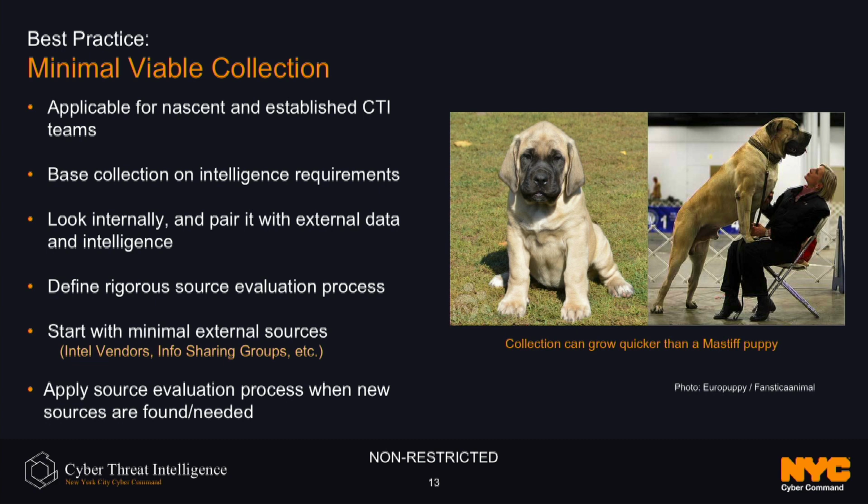Next, define a rigorous source evaluation process. Very important, and I will hash that out in a bit here because we need to make sure that it is repeatable and scalable. And start with minimal external sources. No matter if you're a Fortune 500 company or a small shop or a small organization, start small. Just have one intel vendor, two, or some info sharing groups, right? Don't go all in right away, like just purchase all the subscriptions you can get, right? Because that will inundate and basically fatigue the analysts and your collection management.